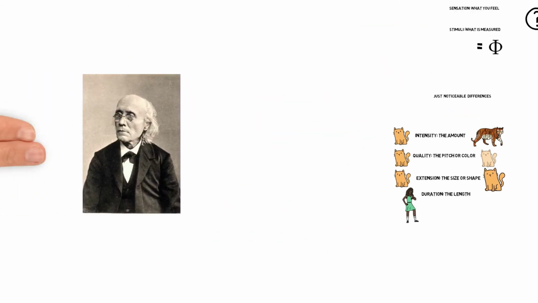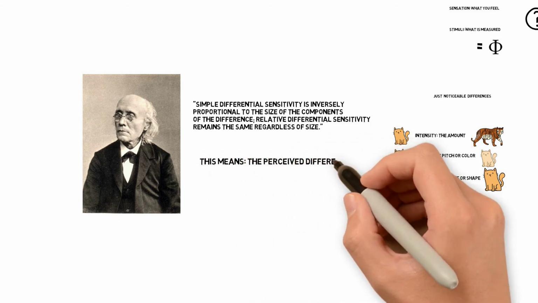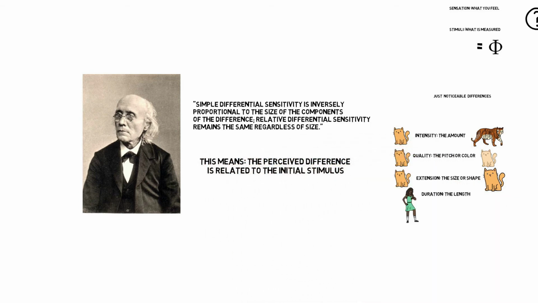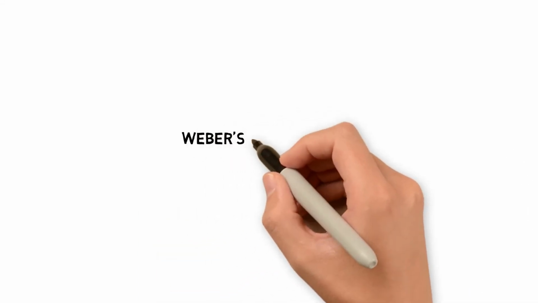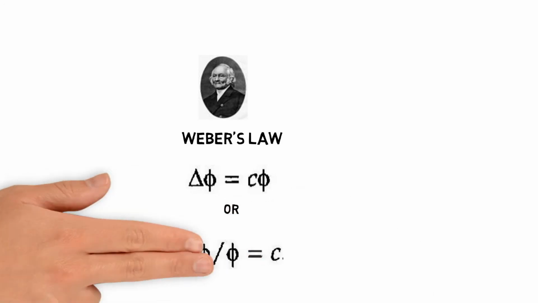We are now going to look at these concepts mathematically. Fechner stated simple differential sensitivity is inversely proportional to the size of the components of the difference. Relative differential sensitivity remains the same regardless of size. This means that the perceived difference is related to the initial stimulus. Another scientist, Ernst Weber, started working on this formulation. He found the change in stimulus intensity that can just be discriminated is a constant fraction of the starting intensity of that stimulus, or delta phi equals c times phi. Or better yet, delta phi over phi equals c.